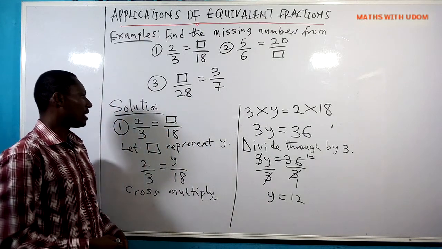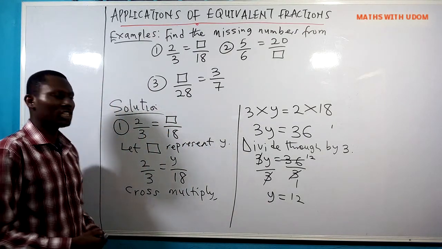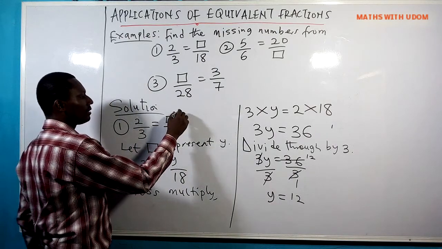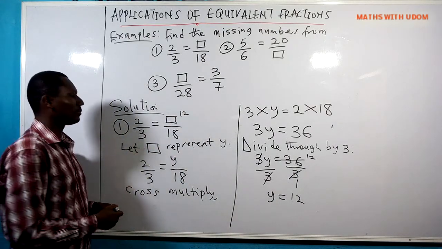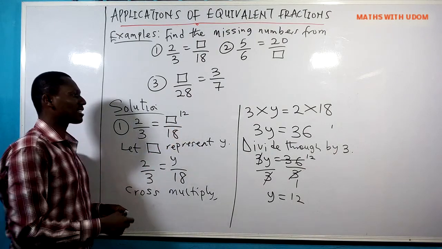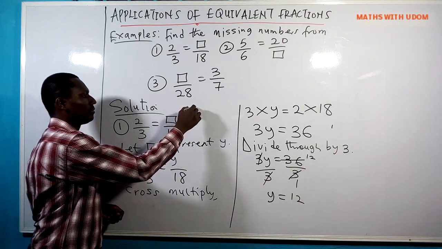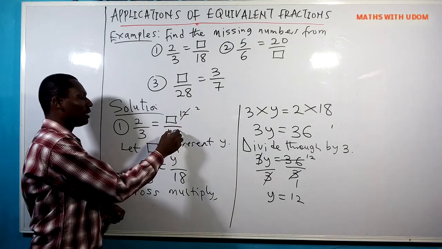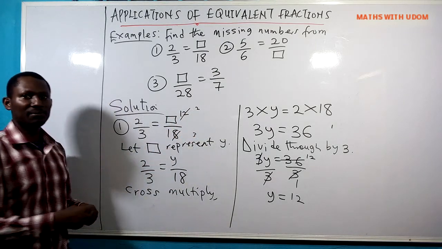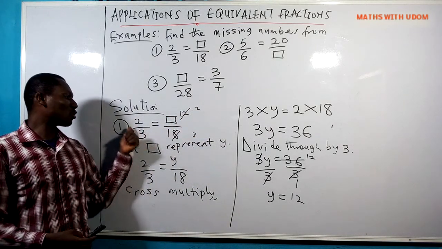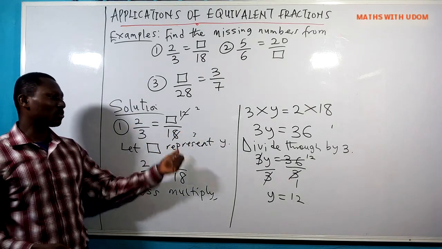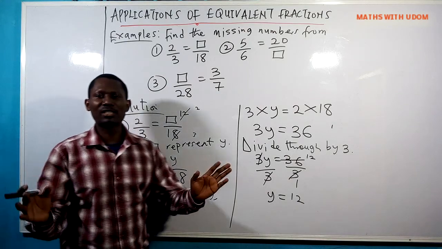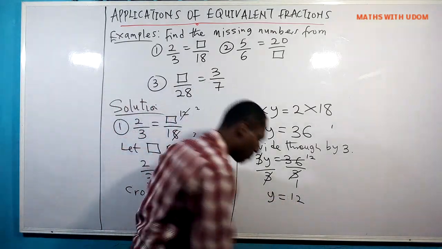If you want to confirm or check your answer, put 12 here and break it down. You are going to get 2 over 3. How many 6 can go in 12? You get 2. How many 6 can go in 18? You get 3. You can see 2 over 3. The left hand side is 2 over 3, the right hand side is also 2 over 3. So that's how to check whether your answer is correct or wrong. Okay, let's move to number 2.